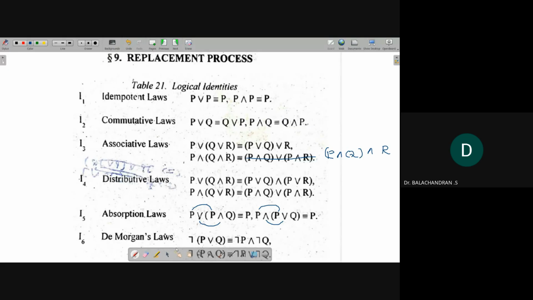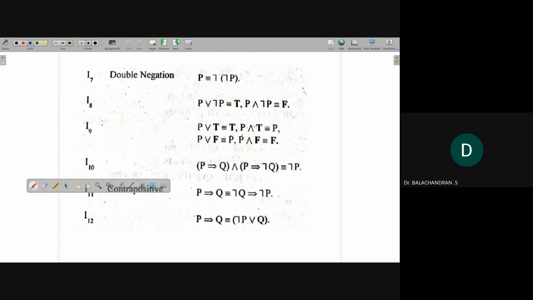Next, De Morgan's law. You know that the negation of (P or Q) is negation P and negation Q. Negation of (P and Q) is negation P or negation Q. So first try to remember these six, and then double negation. You know that P is equivalent to negation of negation P. I call this double negation, or in the book they use I7. In I8, P or negation P is true.